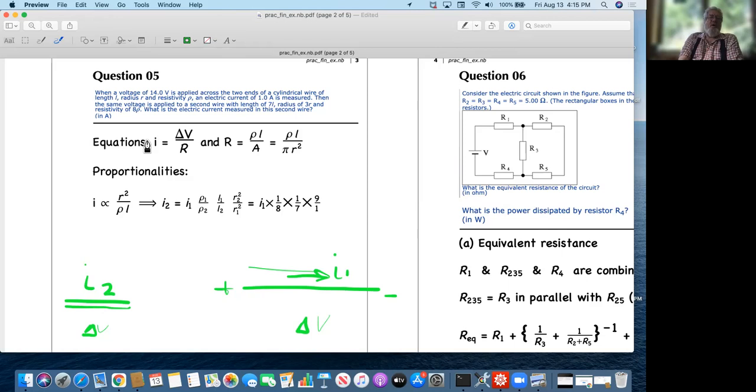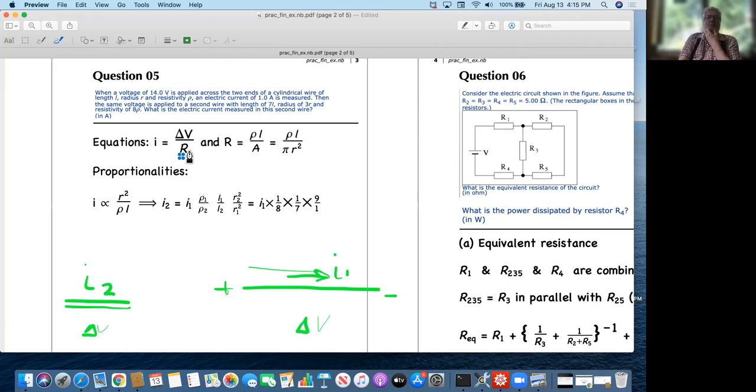Now, these are the equations you know. I is delta V over R. That's Ohm's law. And R is rho L over A. Remember, that's the formula for the resistance of a wire with length L, area A, made out of a material with resistivity rho. So these are equations you should have on your help sheet. Now A is pi R squared. So to answer the question, it's just a matter of proportionalities.